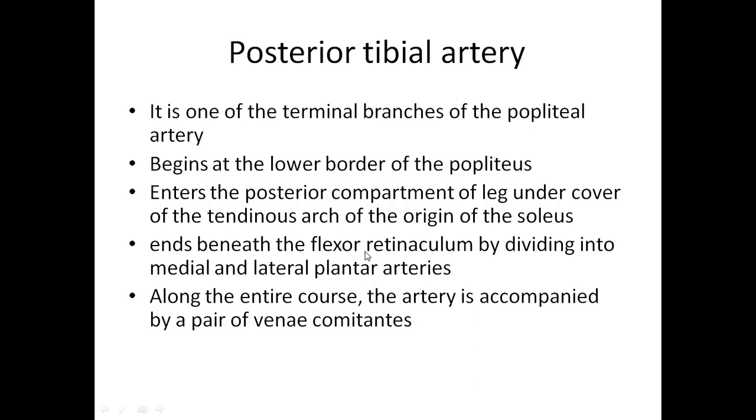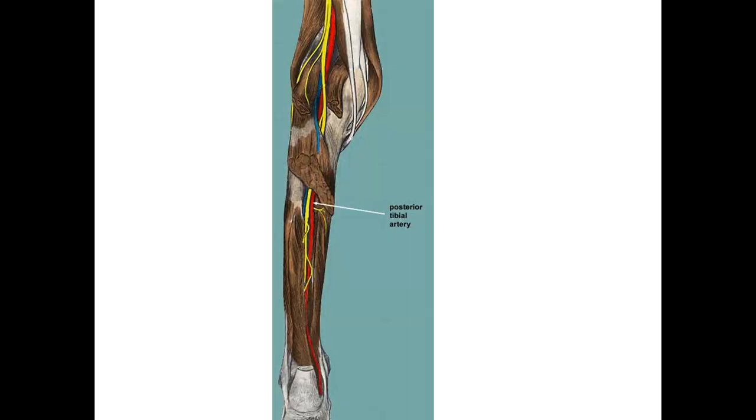So underneath the flexor retinaculum, it splits up into two arteries entering the sole or the plantar surface of the feet. One of that is medial, other one is lateral. So we call it as medial plantar artery and lateral plantar artery, because there are two arteries in your sole or the plantar surface. So medial plantar and lateral plantar artery. Along the entire course, the posterior tibial artery is accompanied by a pair of veins that are called venae comitantes. This is the posterior tibial artery. You can see it's passing deep to the tendinous arch of soleus, vertically down, just behind your medial malleolus, near the flexor retinaculum, splitting into two branches, the medial and the lateral plantar artery.